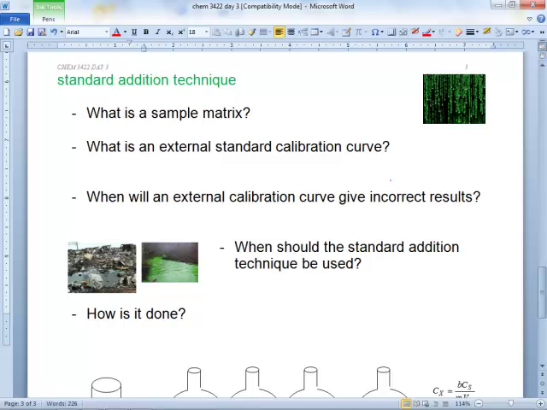Okay, so when should a standard addition technique be used? This kind of stuff, right? Real life. You can't reproduce that matrix. Why even try? It would be a PhD thesis and more to figure out everything that's in here, and you don't even care. All you care about is the analyte, which is hexavalent chromium, or caffeine in here. Okay. So how is it done?